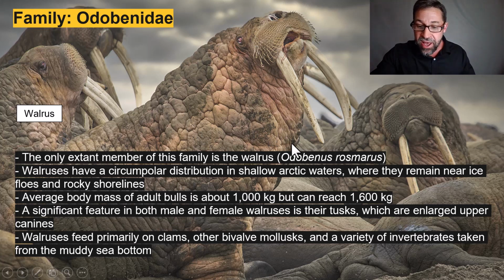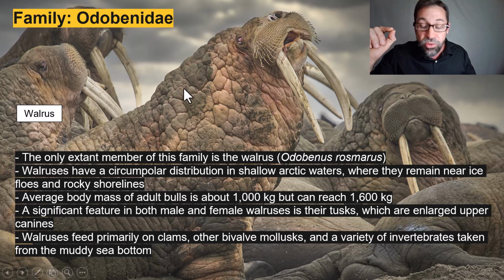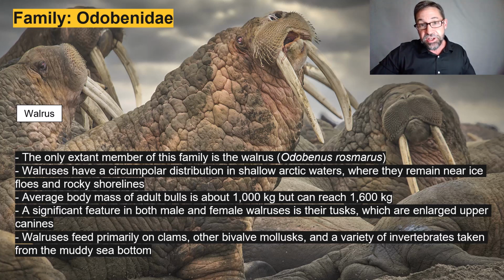As is typical of pinnipeds and most other carnivores like bears and cats, the males are significantly larger than the females. Sexual size dimorphism. Walrus skin is thick and wrinkled, and underneath there is a layer of blubber that can reach 15 centimeters. A significant feature in both male and female walruses are these really prominent tusks, which are enlarged upper canines and grow throughout the walrus's life and can reach as long as 100 centimeters, which is almost 40 inches. That's a long canine tooth.